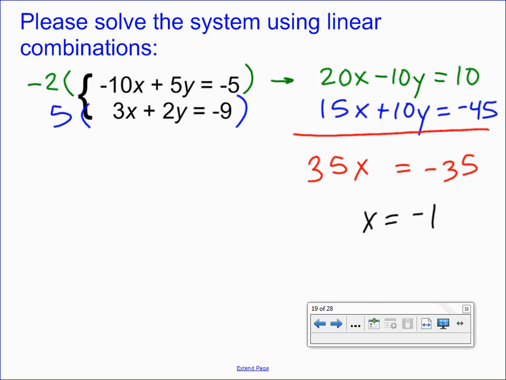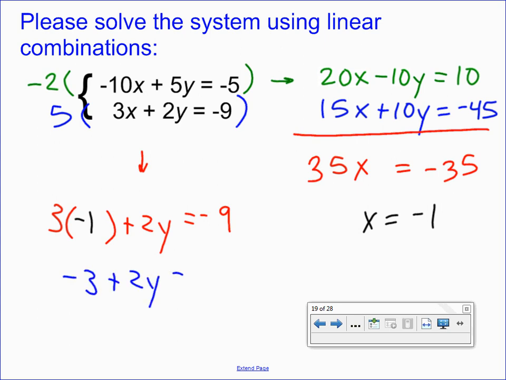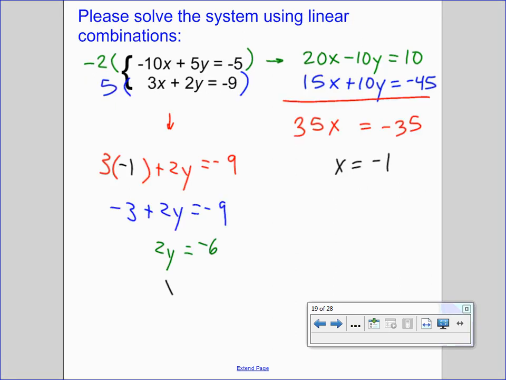I think I'll go into that second one and rewrite it. 3 times x plus 2y equals negative 9. But I'm going to put in negative 1. So negative 3 plus 2y equals negative 9. Going to add over. Negative 9 plus 3 is negative 6. And then divide both sides by 2. I get negative 6 divided by positive 2 overall is negative 3.